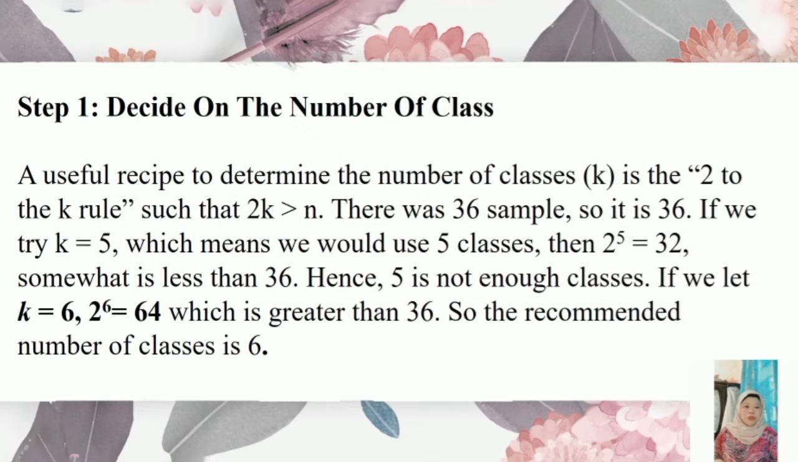A useful recipe to determine the number of classes, which is k, is the 2 to the k rule, such that 2^k is more than n. Otherwise, there are not enough classes. If we let k be 6, then 2^6 is 64, which is greater than 36. So the recommended number of classes is 6.